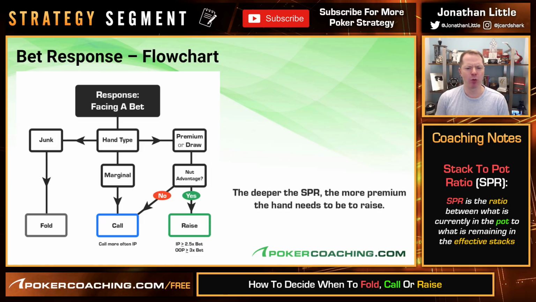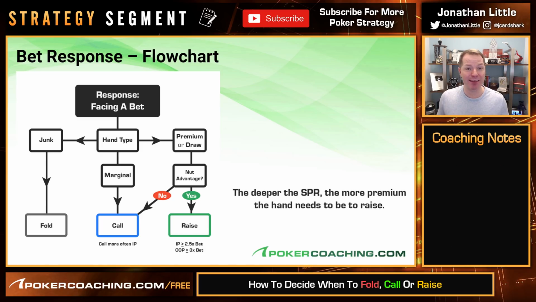Okay? Another point is that the deeper the stack to pot ratio, SPR, gets, meaning the deeper stacked we are, the more premium of a hand that we need to have to actually raise, because when we're playing, let's say, 25 big blinds deep, if you get a hand like top pair, top kicker, you're usually fine just getting all of your money in on the flop, and if you go broke, you go broke. But if you're playing 300 big blinds deep, if you're getting it in with top pair, top kicker, and your opponent wants to put in 300 big blinds, you're probably going to be in very, very bad shape.